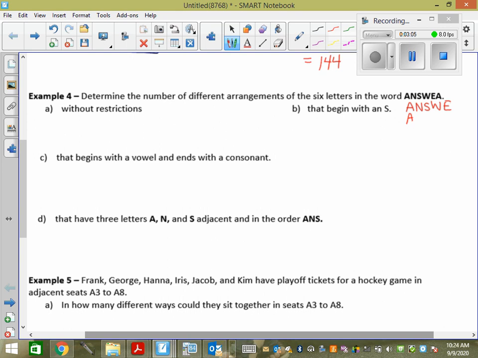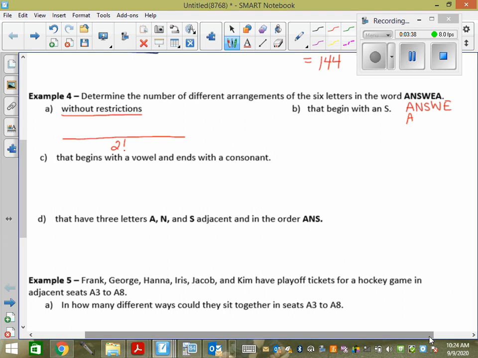Do you remember that from yesterday? Okay, so we treat the top like they're totally different, and then we just divide by the 2 factorials to get rid of all the situations where they are actually the same. So, the first one says without restrictions. I draw myself a line, and I put 2 factorial on the bottom before I even start the question. Why do I do that? Because there's 2 A's. Every single time I do a question where there's 2 A's or 2 S's or 3 M's, I'm going to write those factorials on the bottom before I even do the question because I know it needs it. All right?